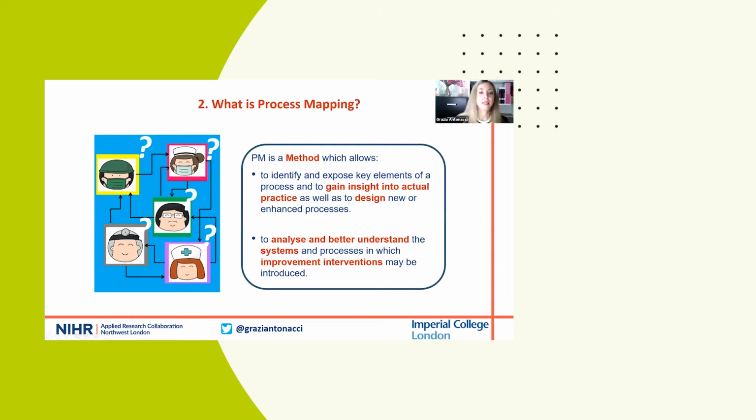Now let's see what process mapping is. Process mapping is a method which allows us to identify and expose key elements of a process and to gain insight into actual practice, as well as to design new or enhanced processes. Process mapping also allows us to analyze and better understand the systems and processes in which improvement interventions might be introduced.